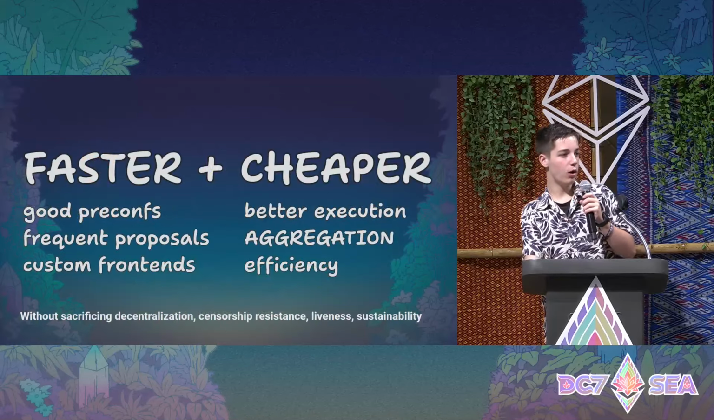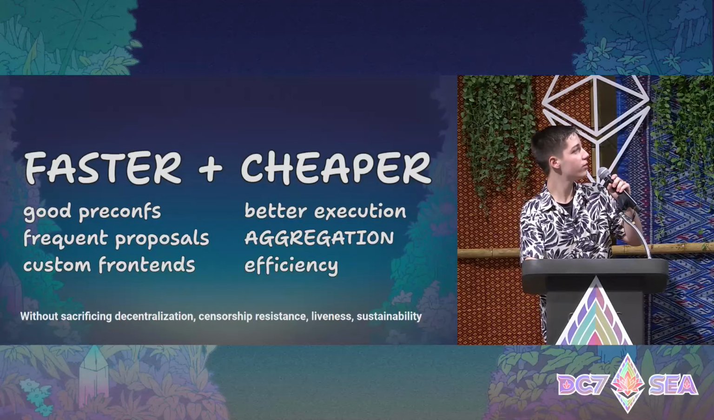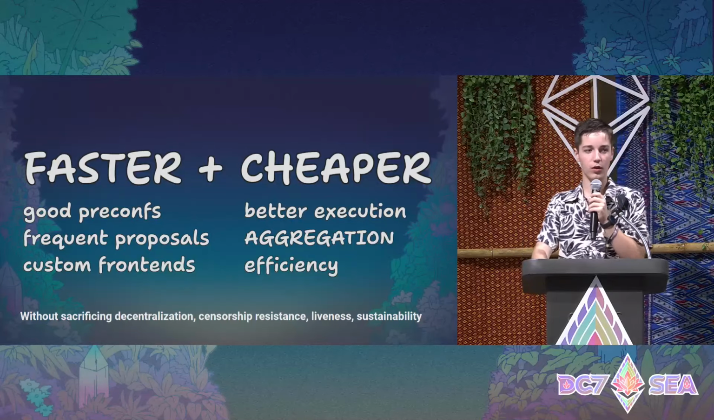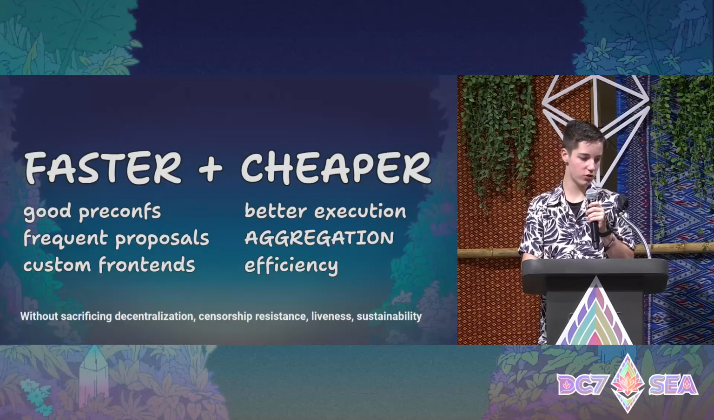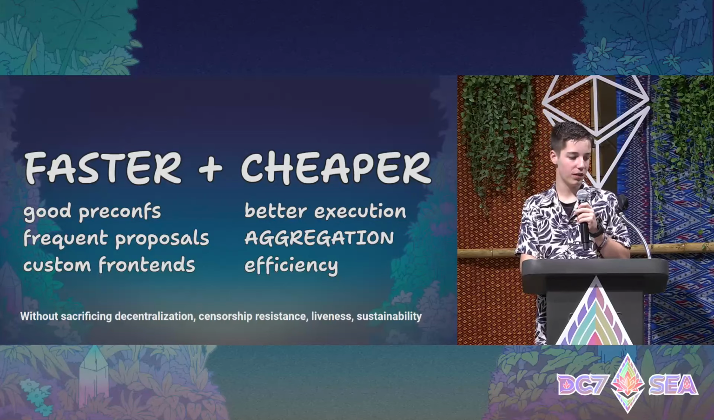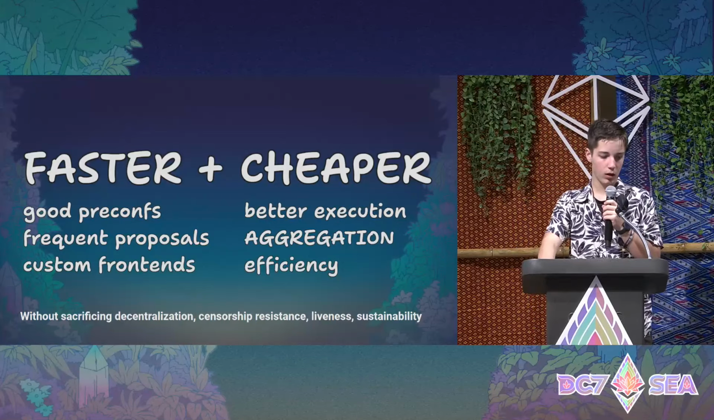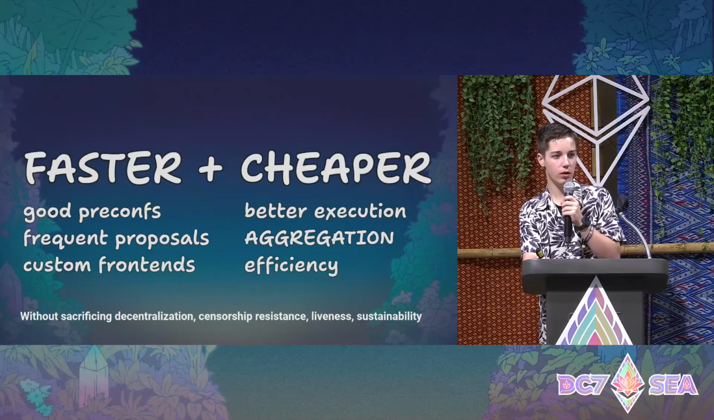Now, the other thing that we want, of course, all the time is faster things and cheaper things. So on the faster side, we're looking at good preconfirmations that don't break things and that are fulfilled 100% of the time. Frequent block proposing. The more we touch Ethereum, the more we can compose with Ethereum.